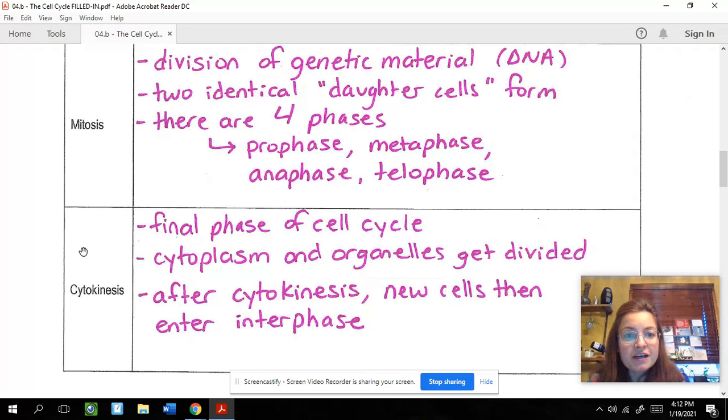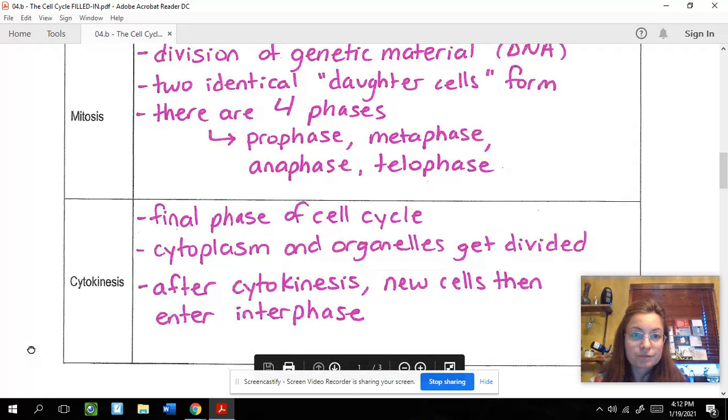Cytokinesis is the final phase of the cell cycle. When cytokinesis is done, we have officially two independent cells that are ready to enter interphase. Then the whole process can start all over again.